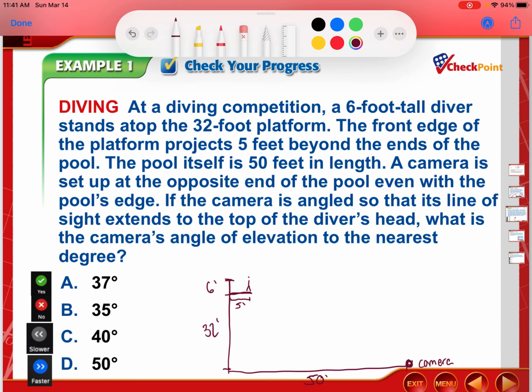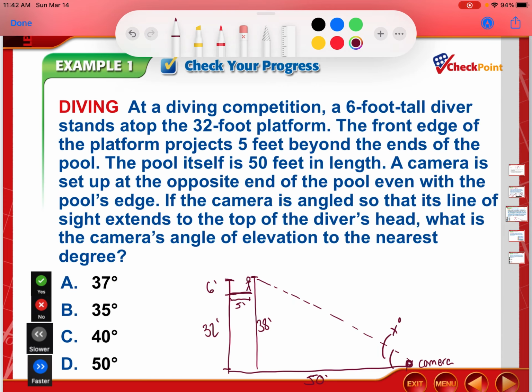So I'm going to assume my diver is standing on the edge of the platform. We have to the top of that diver's head from that camera, and the top of that diver's head should be 38 feet off the ground. What is the camera's angle of elevation? Okay, so now our missing piece here is X degrees.